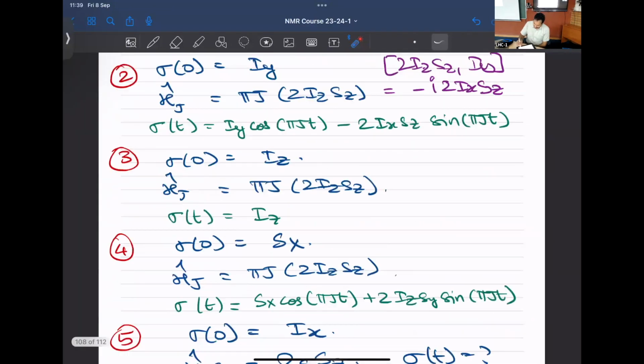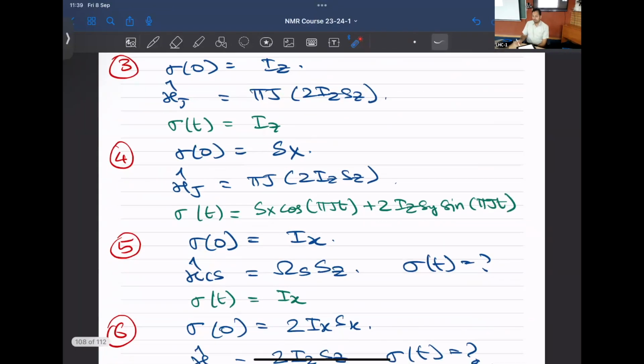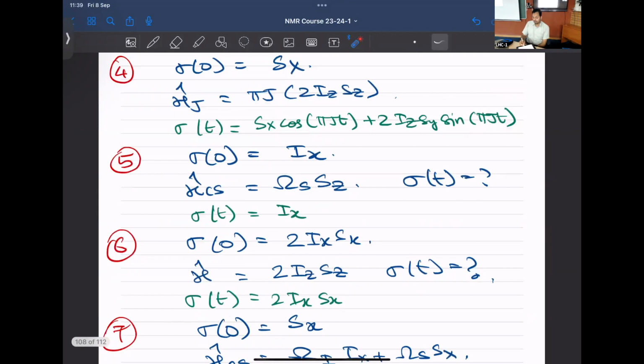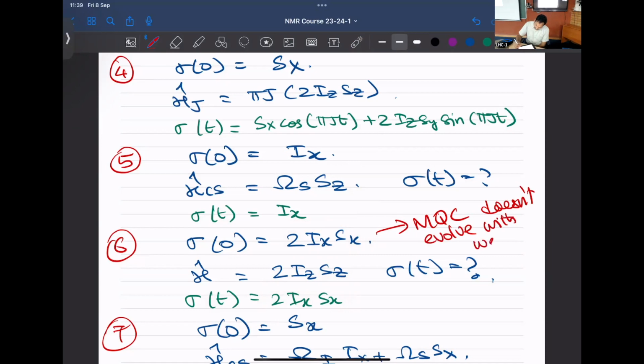this problem was a crucial problem, as I said, because what you are able to realize is that multiple quantum coherence does not evolve with weak scalar coupling. That's the outcome of this. Let me write it so that you guys are comfortable. MQC doesn't evolve with weak scalar coupling Hamiltonian.